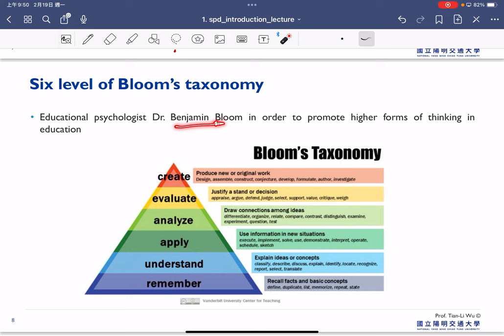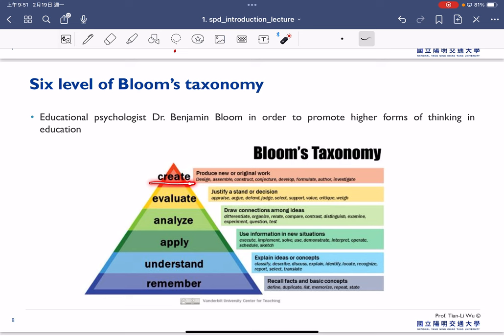Of course, when we try to learn something new, the most basic level is to memorize, to remember the facts and the theory. The second level is to understand. And then we have to apply, we have to analyze. In the end, we can evaluate the result. We can compare technology A with technology B, and you can come up with your own idea of which one is better. That's what we call evaluate. And the highest level is that we want to create something new.